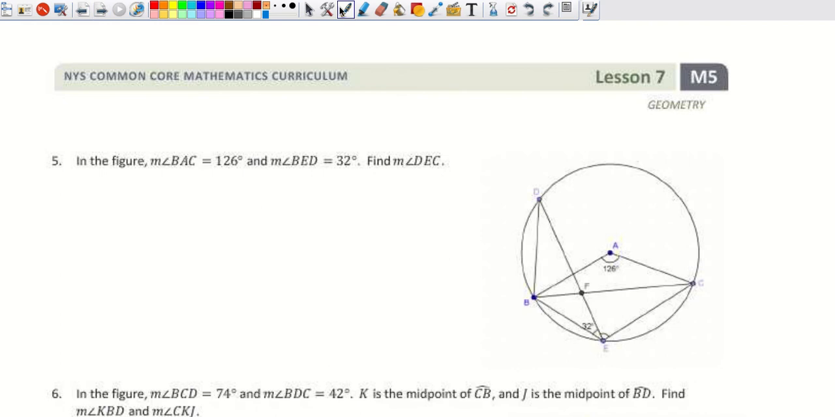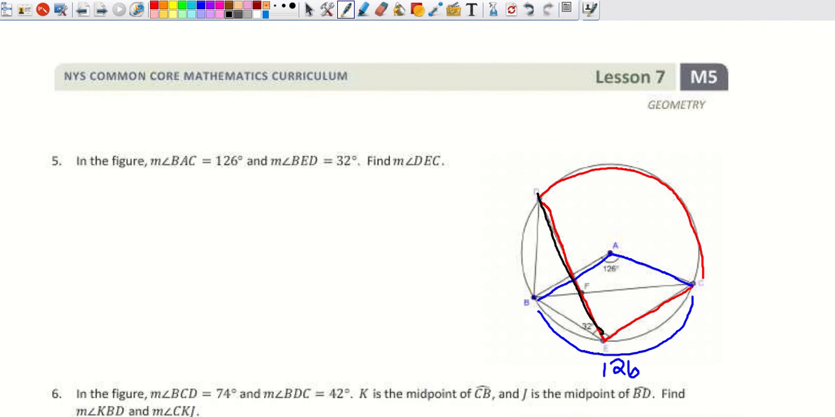On the next page, we have number 5. So once again, pause if you need to. All right, we want to find the measure of angle DEC. So if we find that angle first, which means I need to really get this arc. That's my job. Get that arc, I can get that angle. So the other angle we have is the central angle. So this arc down here from B to C is actually the same, so this is 126. And I have an inscribed angle over here from BED. And if this is 32, this is double, so this is 64.